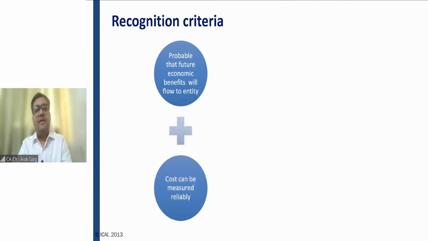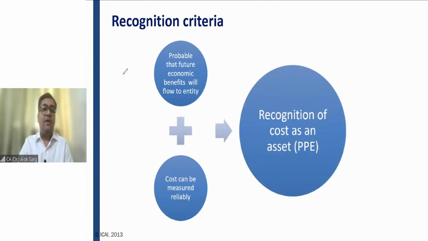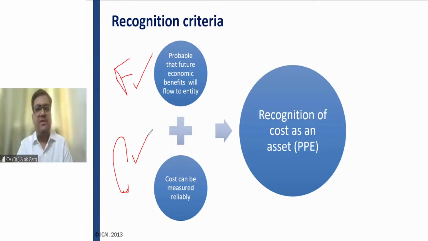Coming to the recognition criteria. What is a recognition criteria? Recognition criteria is FC. What is meant by FC? FC means fixed cost, right? Sir, FC means fixed cost? Yes. Here FC means future economic benefit is probable and cost can be measured reliably. There are two recognition criteria.